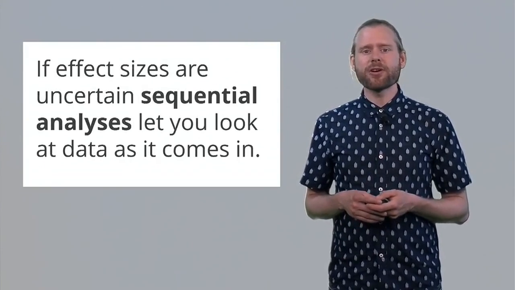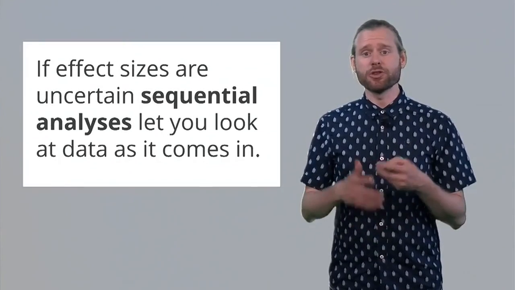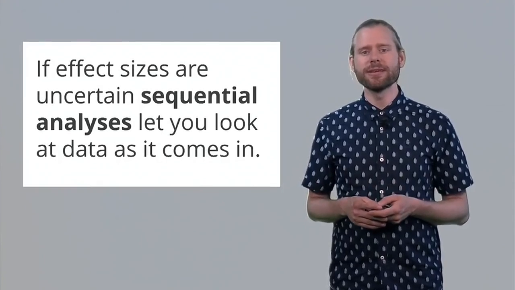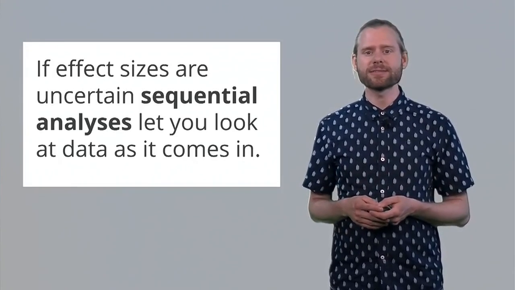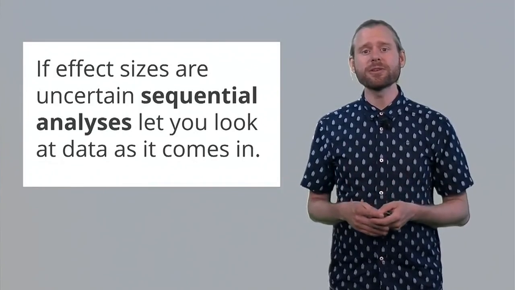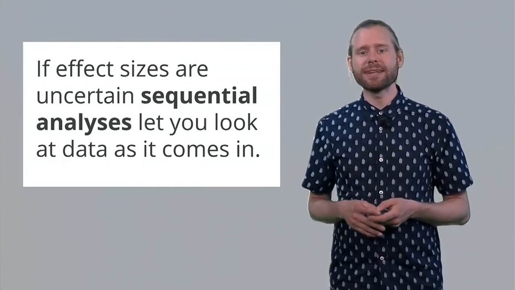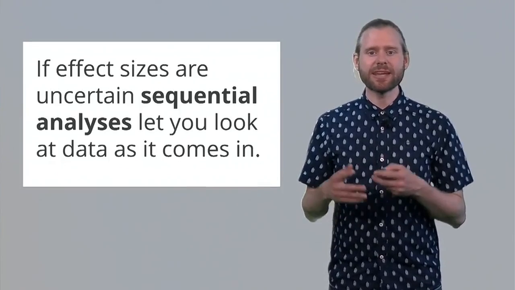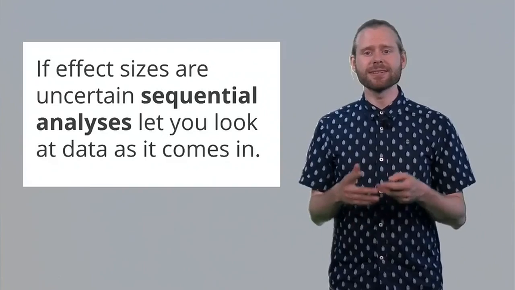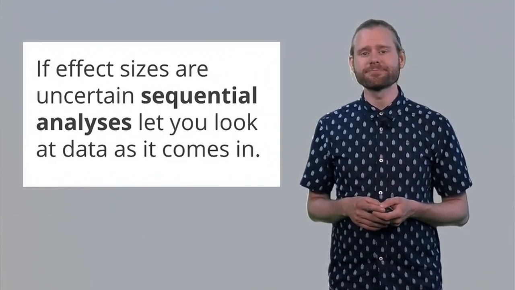If effect sizes are uncertain, there's not a lot to go on in the published literature, or there's nothing comparable in the published literature, then sequential analyses are one way to let you look at the data as it comes in, while controlling your type 1 error rates. So if there's huge uncertainty, but you still want to achieve a statistically significant result, that's the goal, then instead of doing an a priori power analysis, you can use sequential analysis and collect data until you find a statistically significant effect, or until you don't want to collect more participants.